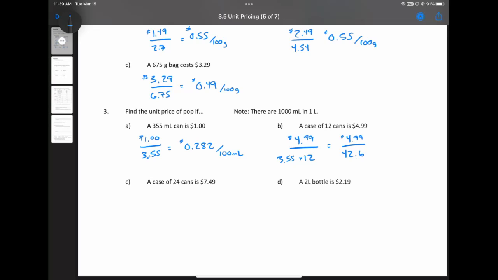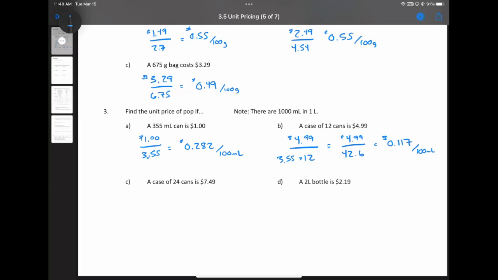Okay, so a 12 can case of pop is actually 42.6 100-milliliter portions. And if we do the math on that one, 499 divided by 42.6 is 0.117. So 11.7 cents per 100 milliliters. So if we compare that to our single can of pop from the vending machine, we can see that the vending machine pop is super expensive compared to the case of pop, individual cans. Which makes sense. Getting anything out of a vending machine is usually hugely expensive.